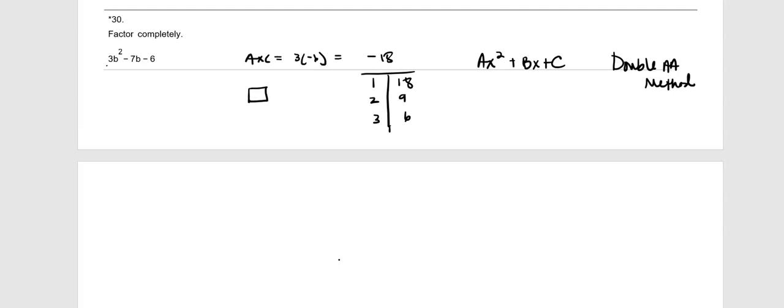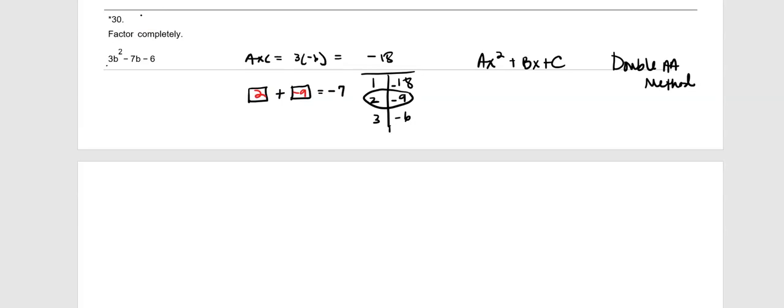Again, this is a negative 18, so we know that one factor must be negative and one must be positive. But here's how we can determine which will be negative and positive. Our b is a negative 7. So that means that the larger factors will be negative, and those smaller factors are going to be positive. So now we can determine which factorization will add to give us negative 7. And of course, that's the 2 and the negative 9, right?